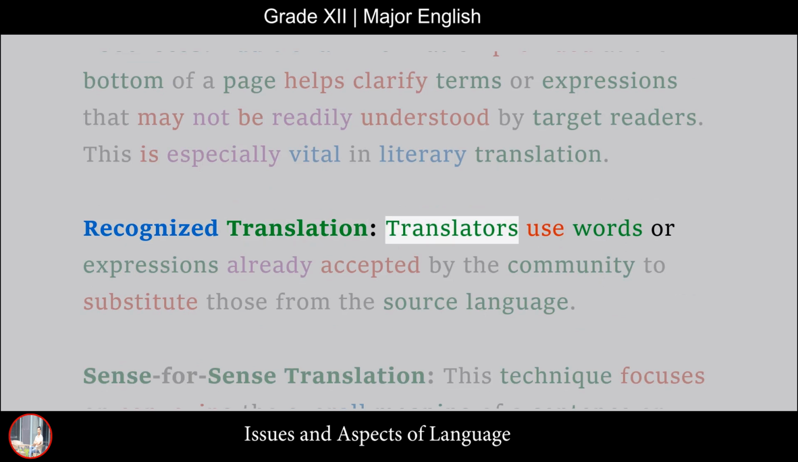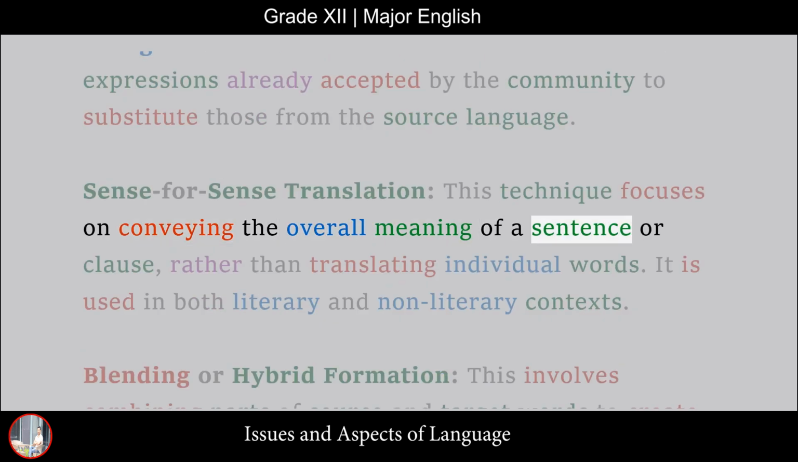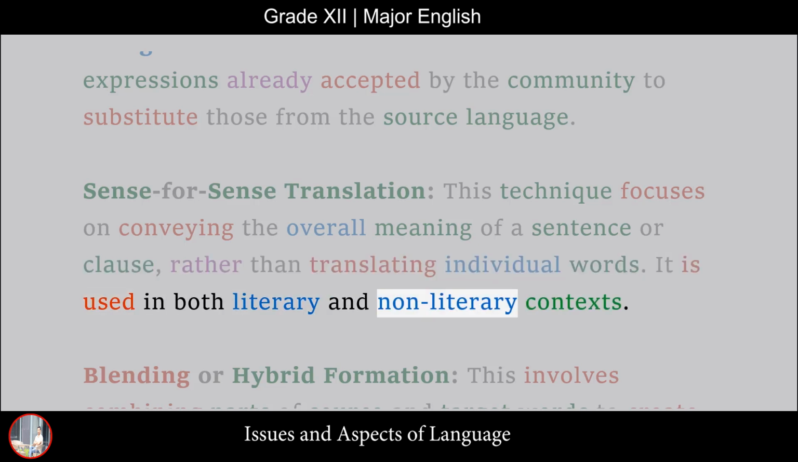Recognized translation. Translators use words or expressions already accepted by the community to substitute those from the source language. Sense-for-sense translation. This technique focuses on conveying the overall meaning of a sentence or clause, rather than translating individual words. It is used in both literary and non-literary contexts.